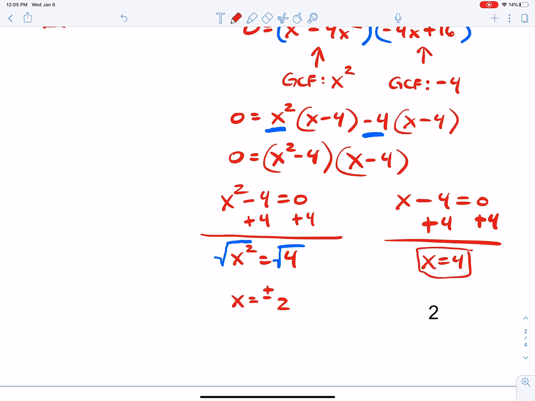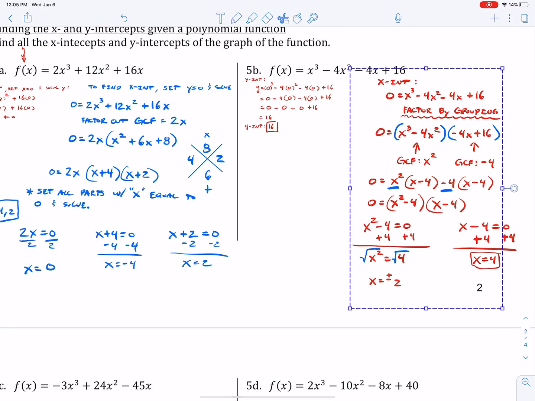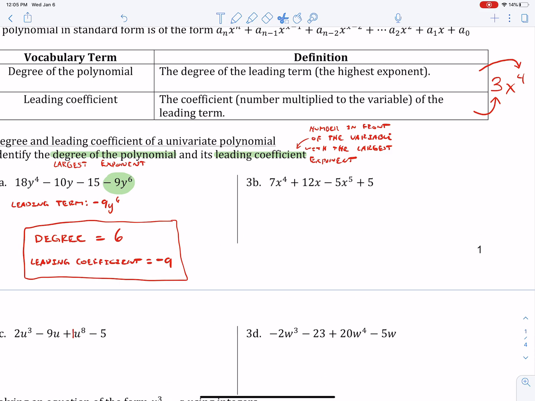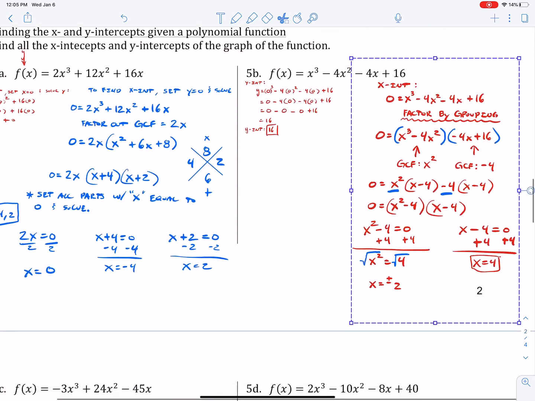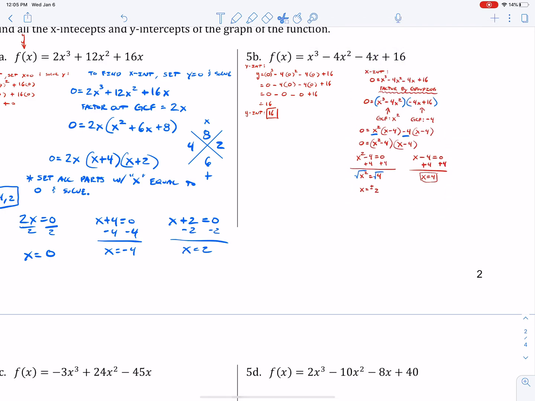Meaning, for our solution, and let me shrink this down as well. Let's see if it will let me. There we go. What this means here is my x-intercepts are 4, 2, and negative 2. And that's my solution. So our y-intercept is 16, and our x-intercepts are 4, 2, and negative 2.